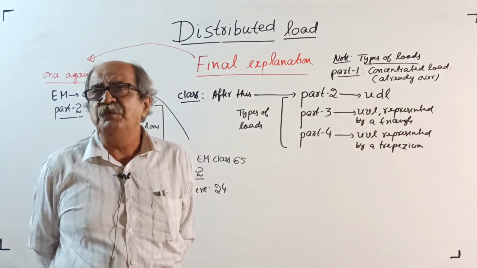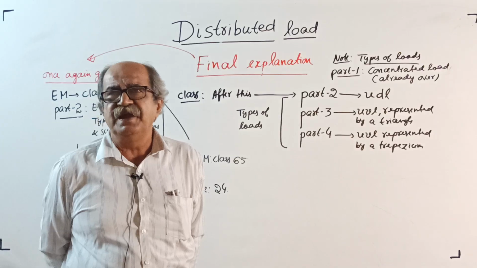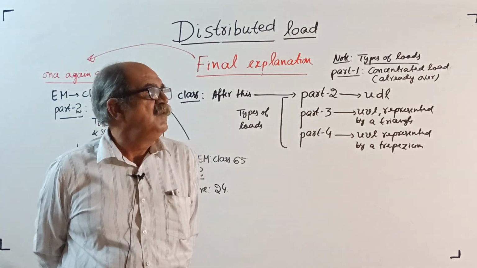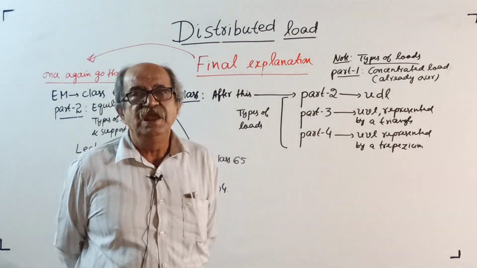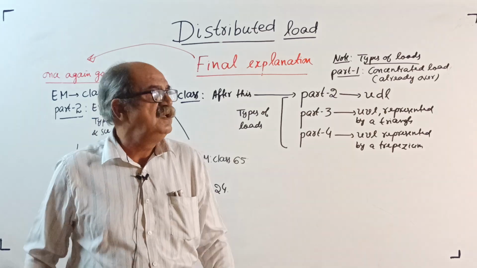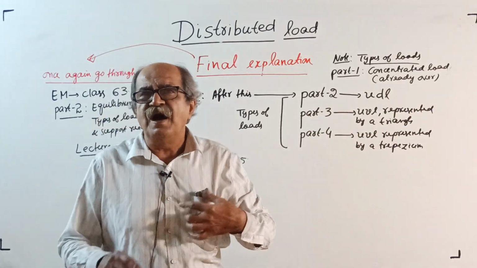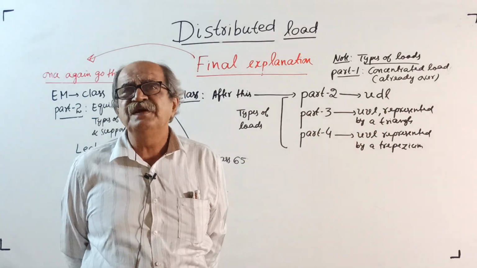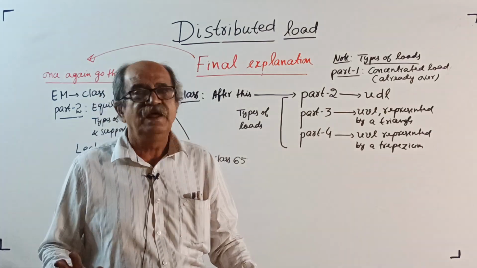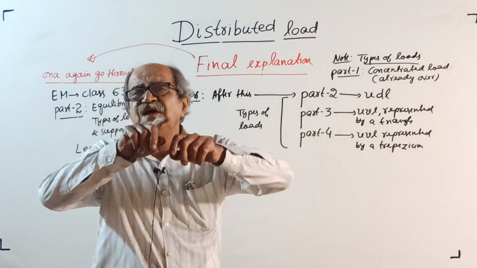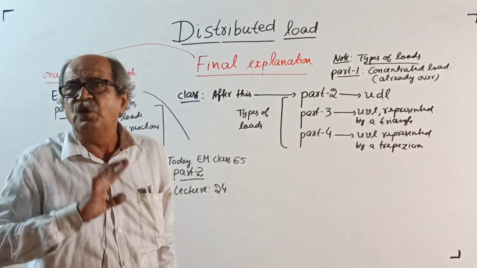In case of distributed load, let it be UDL or UVL, represented by a triangle or a trapezium, or even any type of varying load, even a non-uniform distribution, you should know one thing. There is a term called loaded length. I always insist that the loaded length is considered. I have told that many times and will explain later. One should decide the loaded length, and only that much length you have to consider.